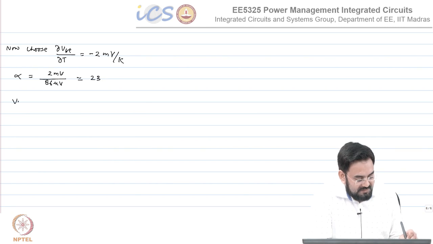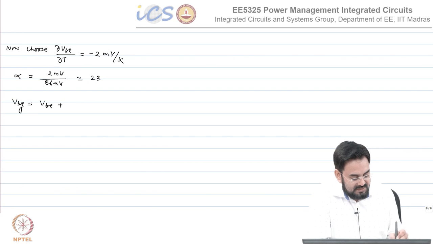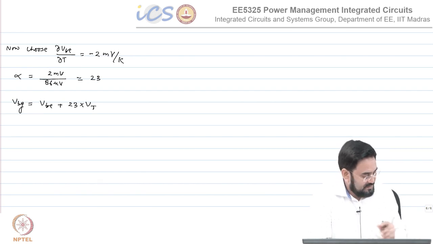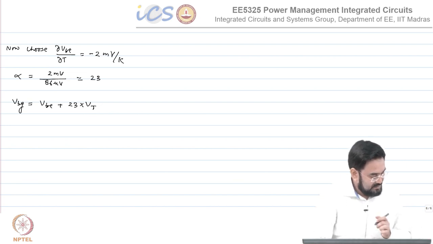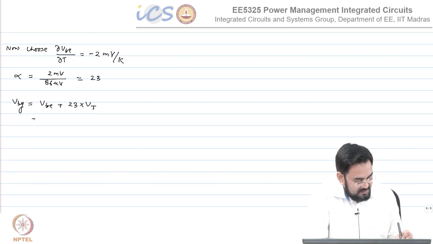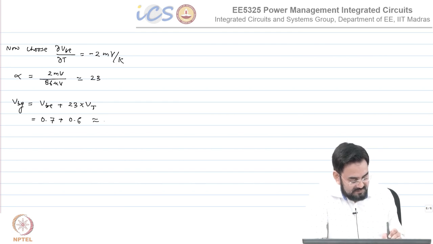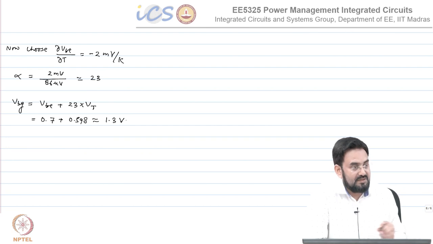So now VBG will be again VBE plus 23 times VT. So 26 multiplied by 23 equal to roughly 0.6 volt. Okay, this is 0.598, which makes it 1.3 volt.